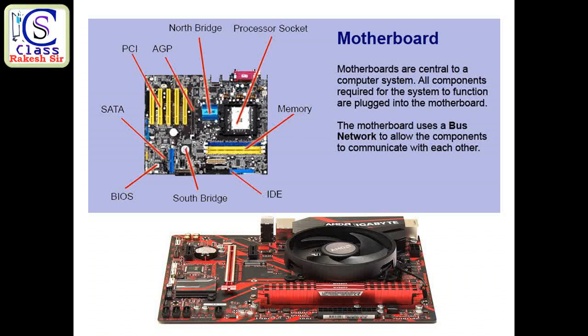Look at the image of this board. All the components of the different system functions, you can say we will plug in here. It means we will attach them through this motherboard. In this area we will attach a CPU, in this area we will attach memory, and in this area we will attach the South Bridge, IDE, SATA cable, mouse, keyboard, monitor, all things we will attach on this board. Another image is showing here. That is called the motherboard.